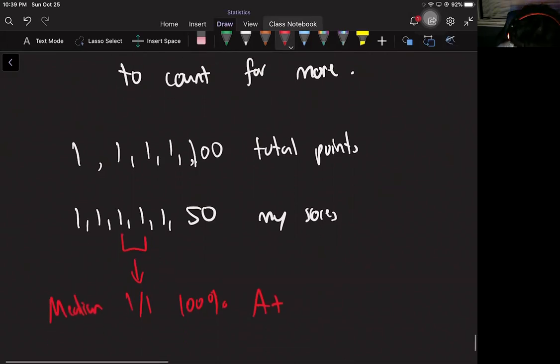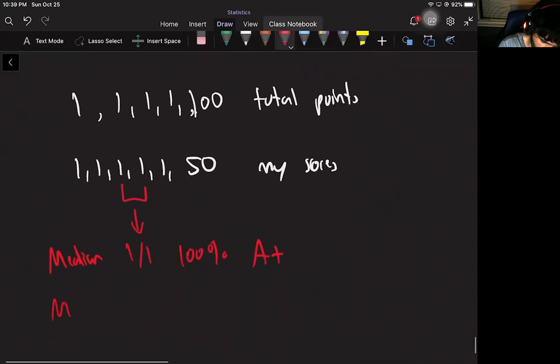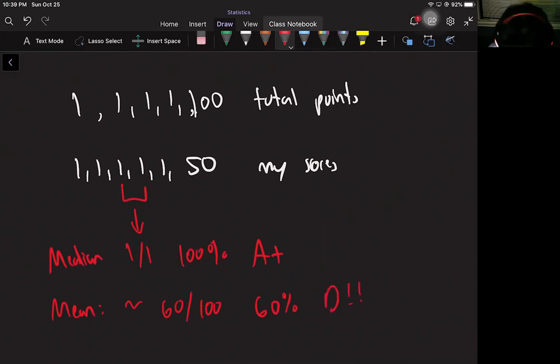But if I calculated the mean, I don't know, it would be somewhere around 60 out of 100, which is like 60%. I'm not going to calculate it on the spot, but something like that. It's the idea. Okay.